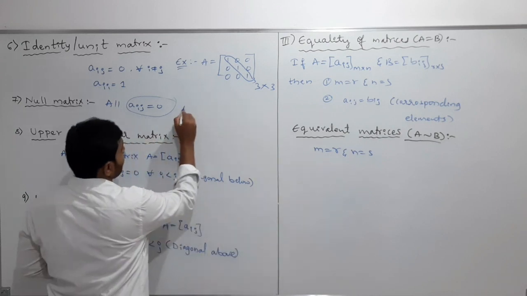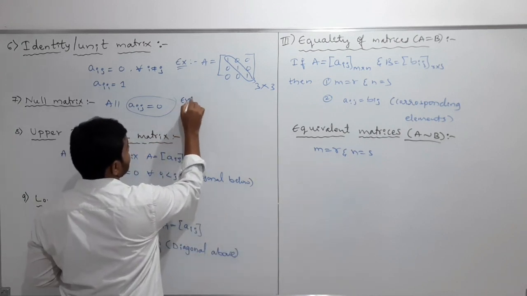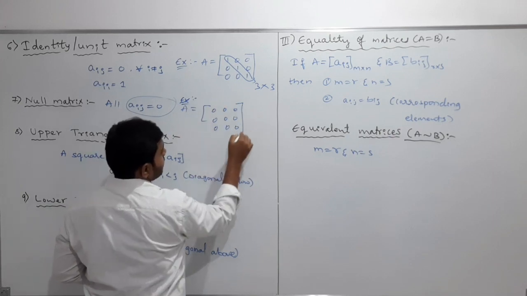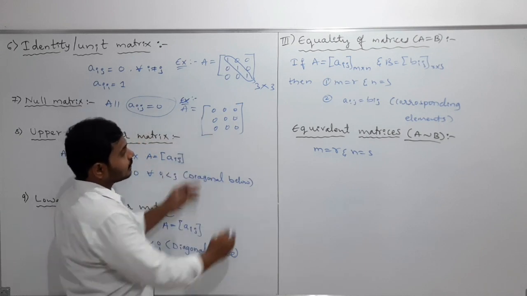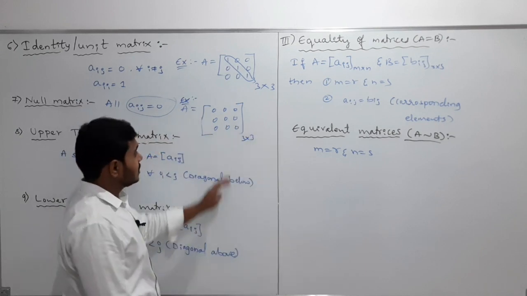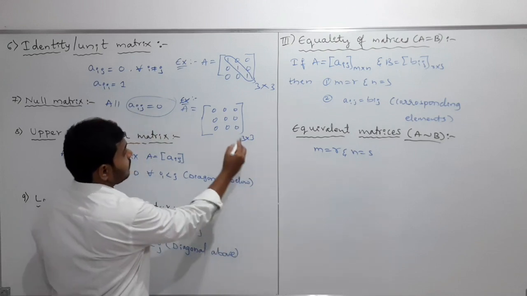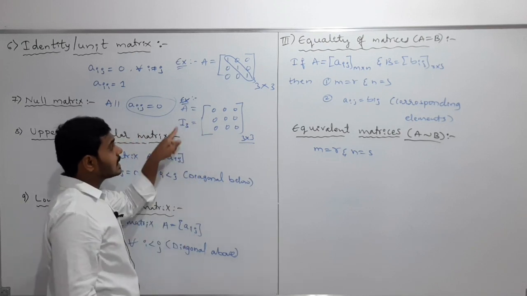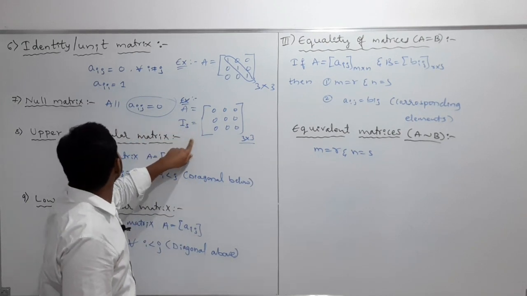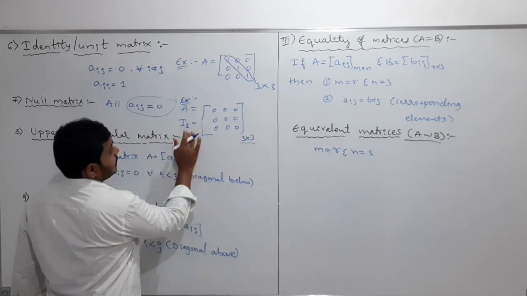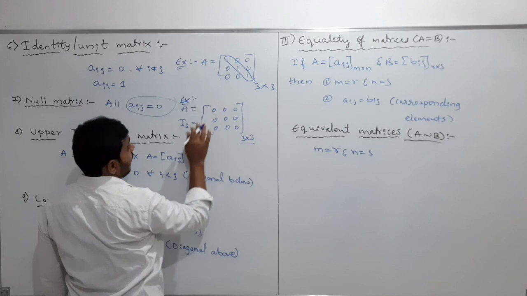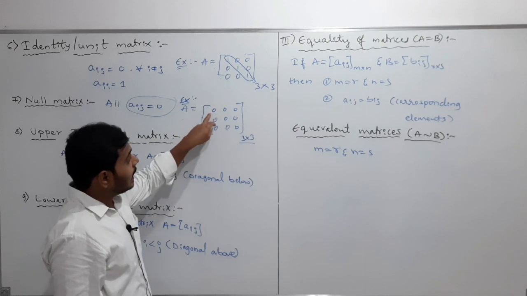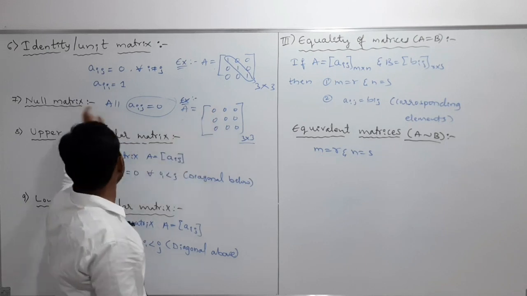Clear? So I'll take one example. Here it is an example for the zero matrix. Here it is 0 0 0, 0 0 0, 0 0 0. So this is a matrix of the order 3 cross 3. Clear? So here it is a null matrix. So all the elements of the matrix should be 0. Clear? So this is the example for the null matrix.